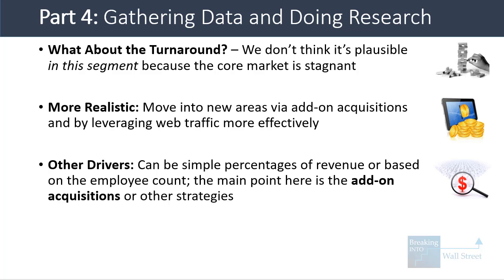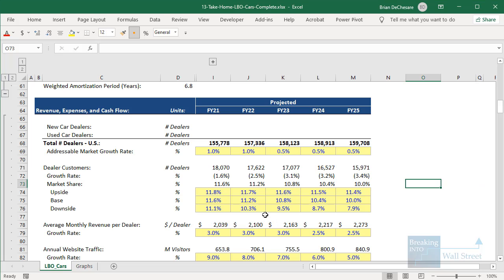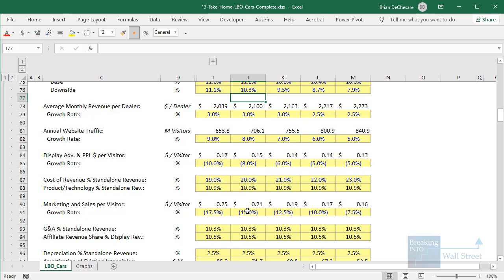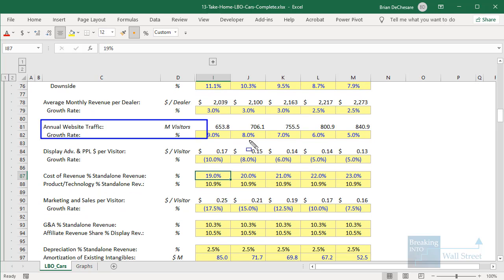Now, the other drivers here can be pretty simple percentages of revenue or based on the employee count. The main point is that if we are using add-on acquisitions or a divestiture or something else, then we want to reflect those strategies properly in this model.